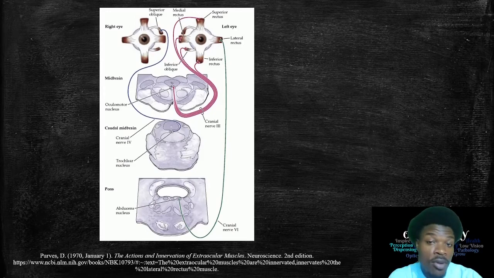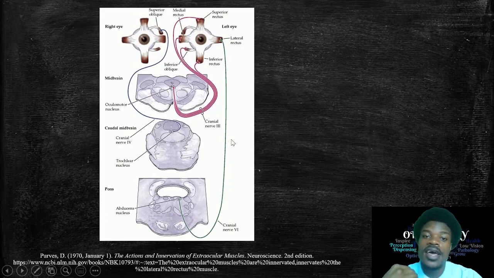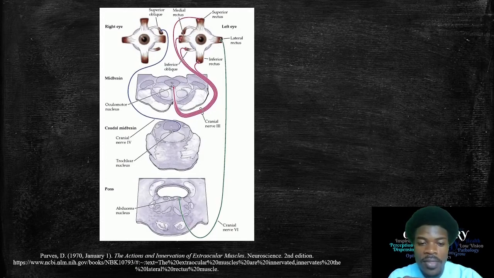It passes through the subarachnoid space, it then passes through the dura mater, then through an area called Dorello's canal, then it passes through the cavernous sinus, and then eventually it enters the orbit through the superior orbital fissure. The key thing to note here is that it has a very long pathway, and this means there are a lot of places where lesions of this nerve can occur, causing different conditions. So that there is the abducens nerve.